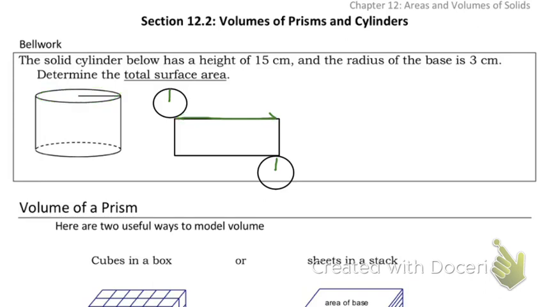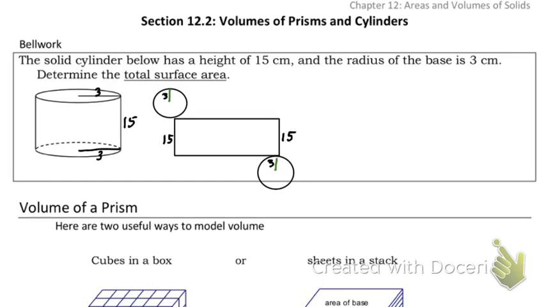So let's see what information they give us. It says the solid cylinder below has a height of 15 centimeters. So this height right here is 15 centimeters, which also means this height right here is 15. Cool. That is our height of 15 centimeters, and the radius of the base is 3 centimeters. If the radius of the base is 3 centimeters, the radius of the top is 3 centimeters too, so we can fill that information in on our two circles.